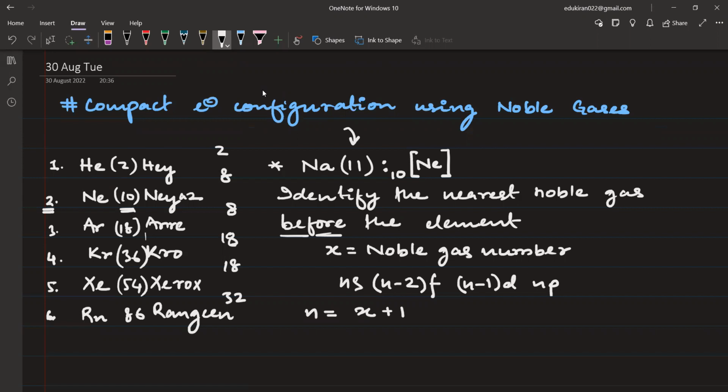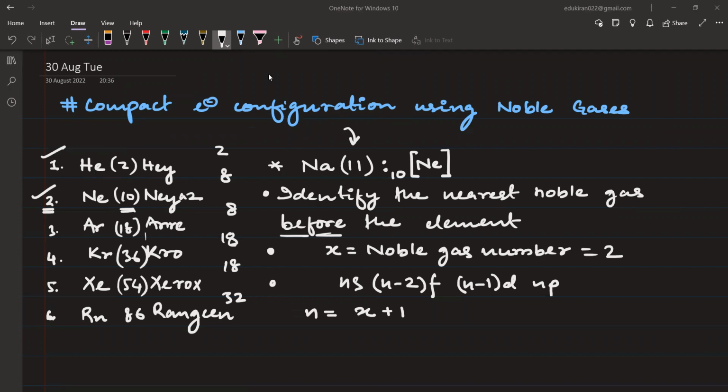So what is x for neon? Please write in chat. No, noble gas number, not the atomic number. The noble gas number. Yes, Iram correct, Fahad correct, Fatima correct. See, helium is the first noble gas, neon is the second noble gas. So x will be equal to 2. Devangi, you got it? Correct.